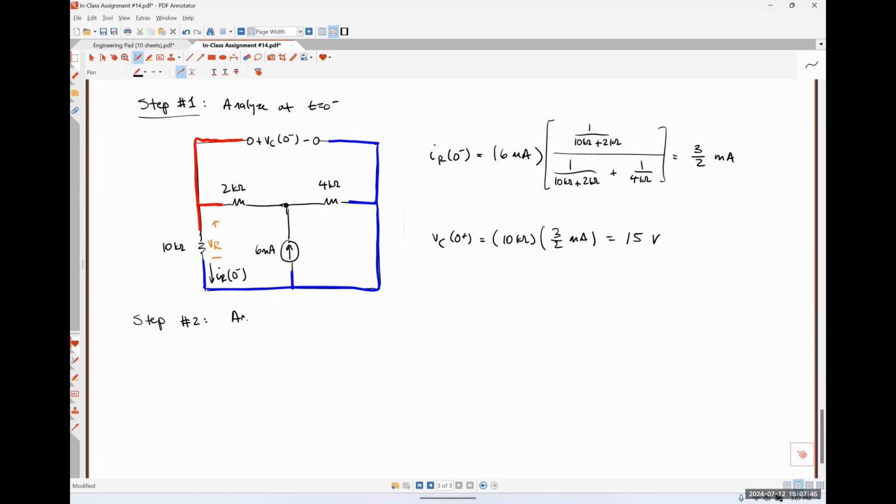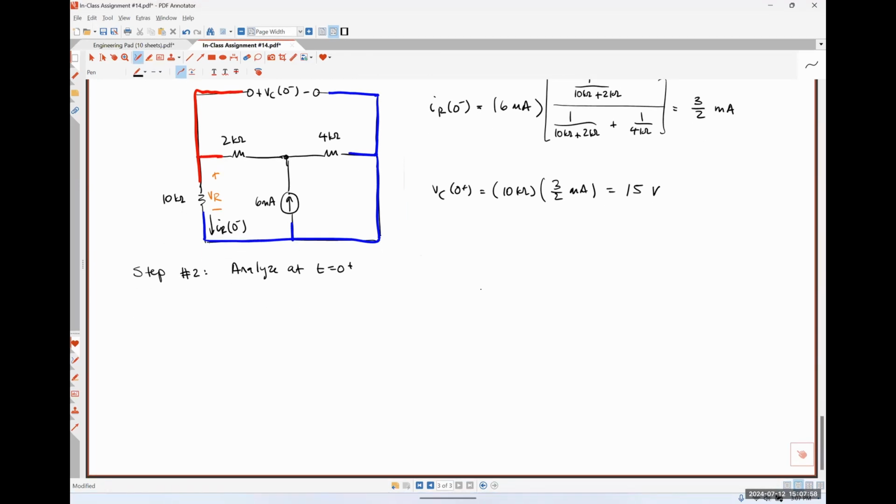So now we're analyzing our circuit at 0 plus. And at t is equal to 0 plus, our switch is opened up. So this is what our circuit is going to look like. Here's our 2 kilo ohm resistor, our 6 milliamp source, our 10 kilo ohm resistor through which we have a current of IR at 0 plus flowing.